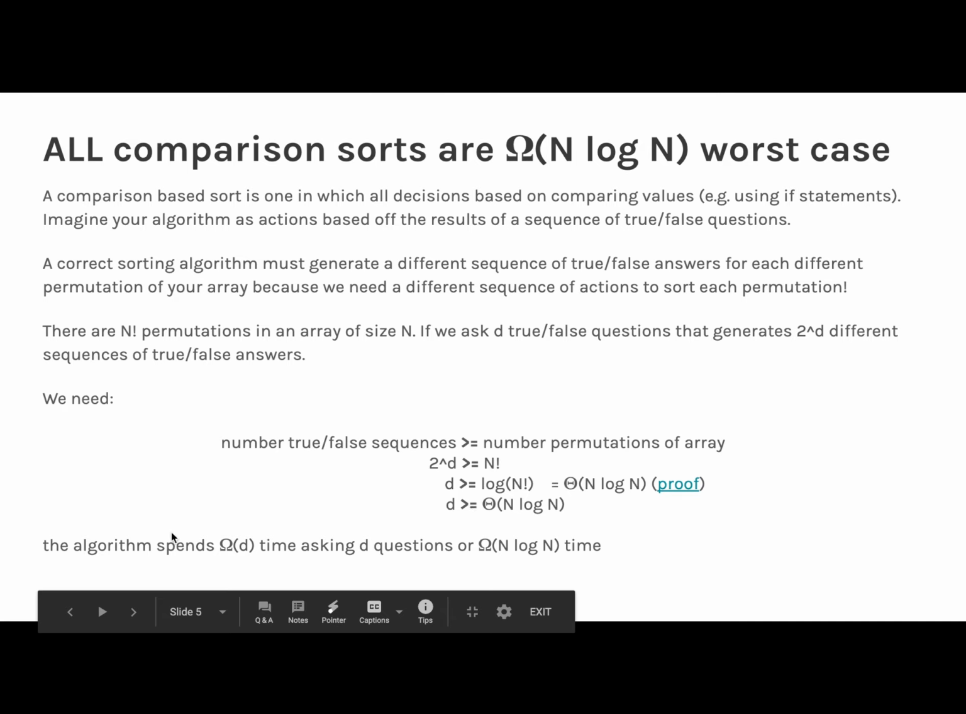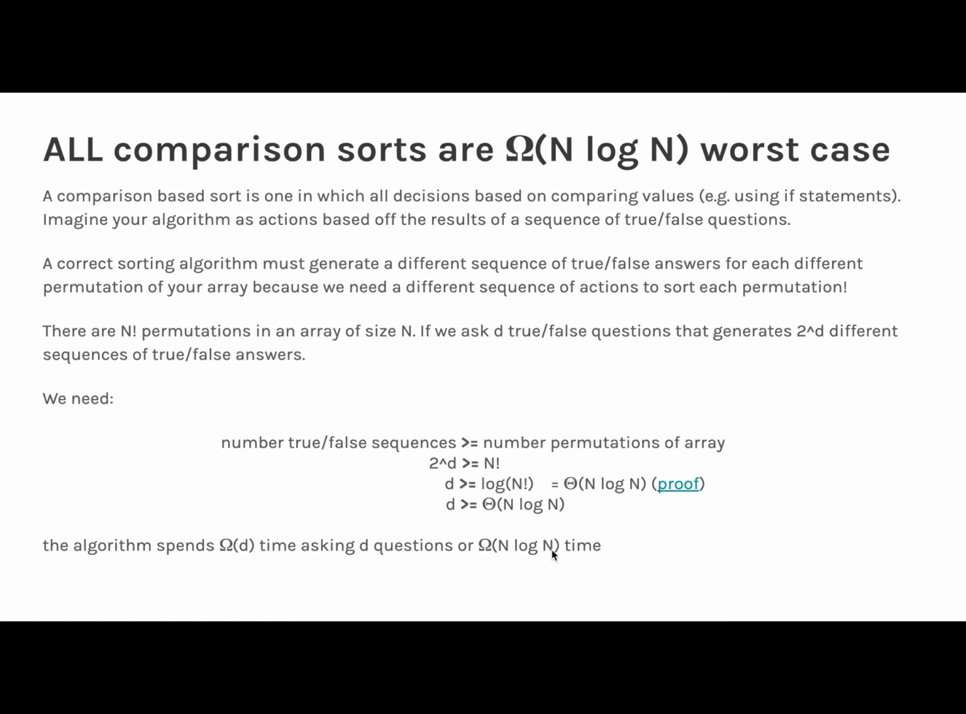So our sorting algorithm will spend a lower bounded amount of time, by d, asking d questions. So in the end, it's going to be at least n log n time. So that's the outline of the proof.